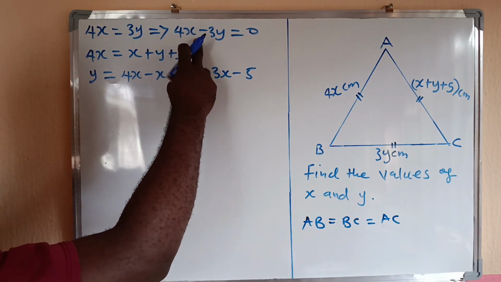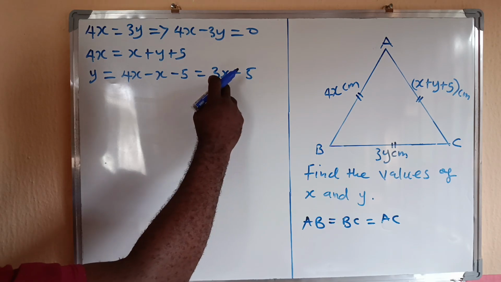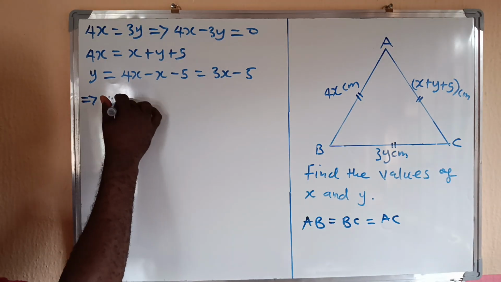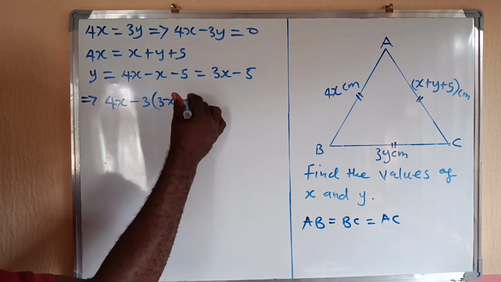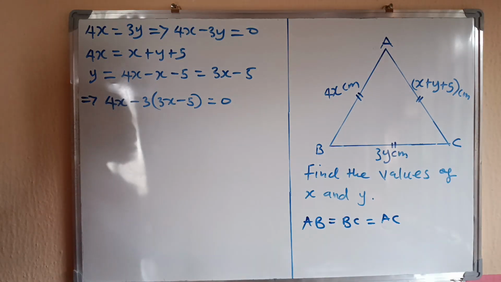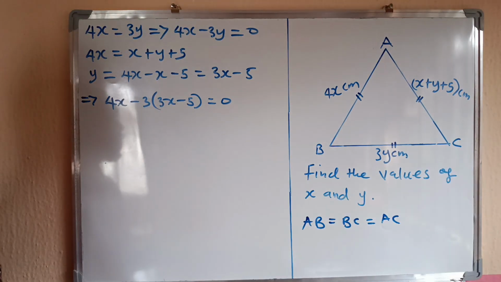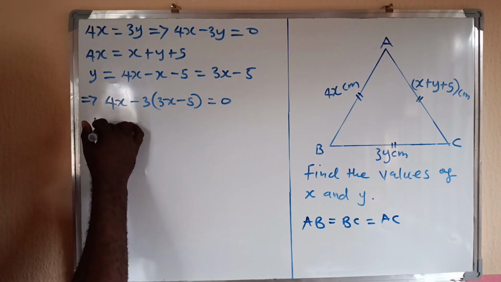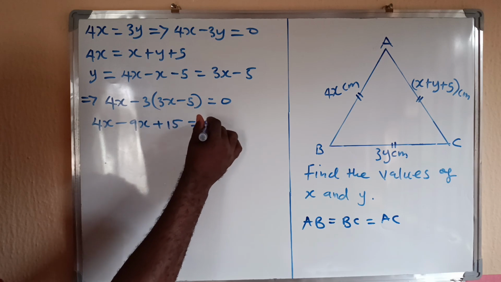Equation 1 is 4x minus 3y. So wherever I see y, I'll substitute 3x minus 5. So this implies that 4x minus 3(3x minus 5) equals 0. So 3 times 3x will give me minus 9x, and minus 3 times minus 5 will give me plus 15. So I will be having 4x minus 9x plus 15 equal to 0.